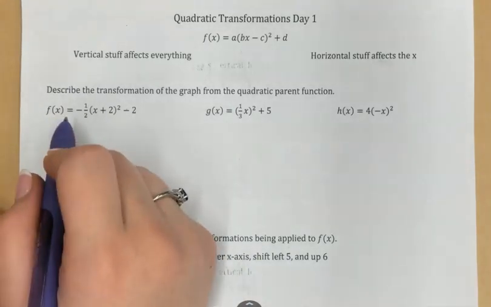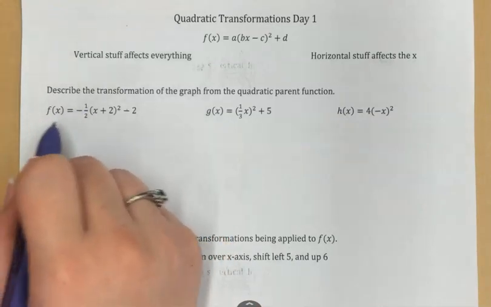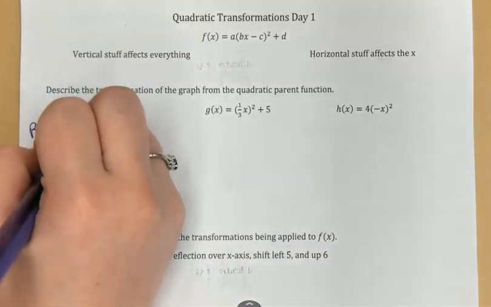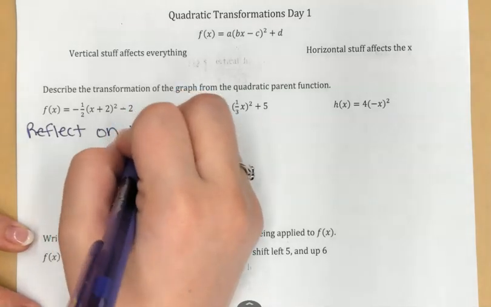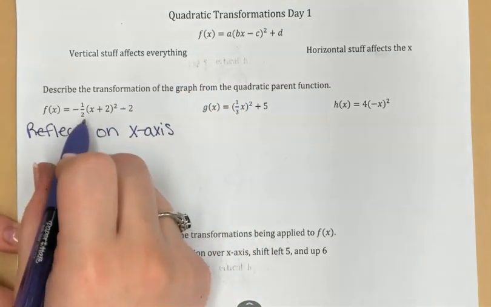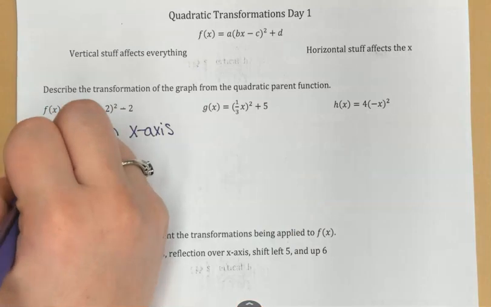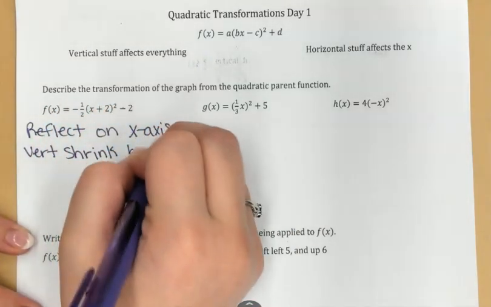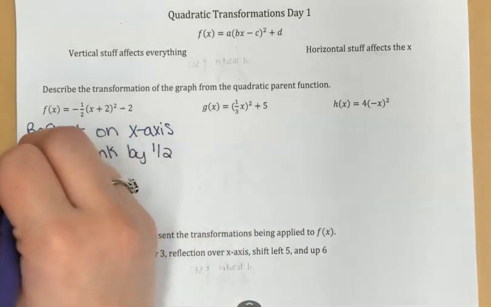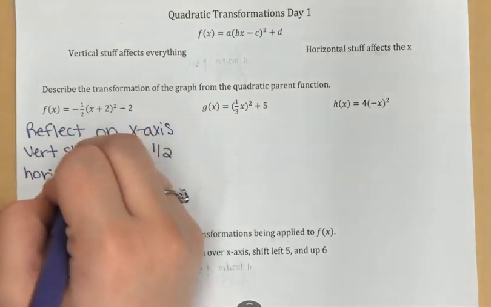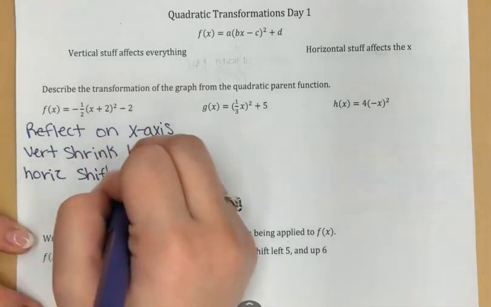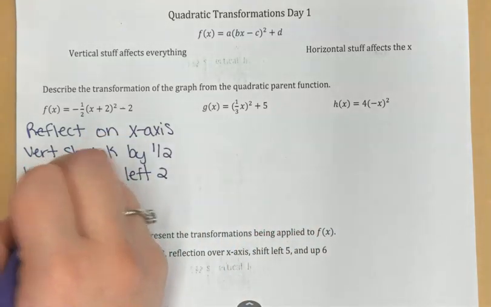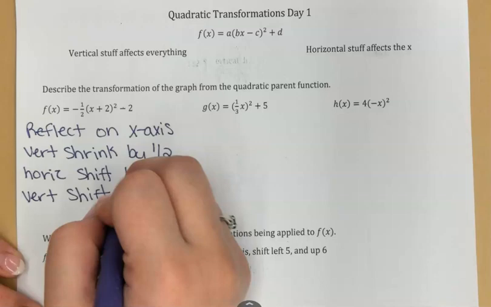So f of x, if we are thinking about our quadratic parent function, let's just go left to right. That negative in front tells us that we are reflecting on the x-axis. That 1/2 tells me that I have a vertical shrink by 1/2. That +2 on the inside tells me that I have a horizontal shift to the left 2. And that -2 on the outside tells me that I have a vertical shift down 2.